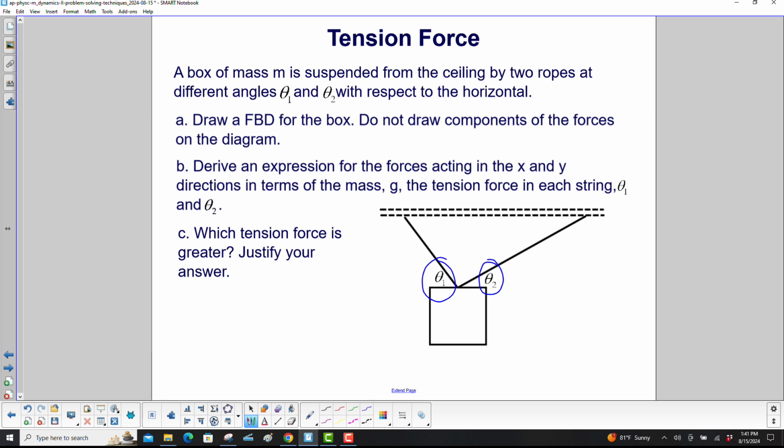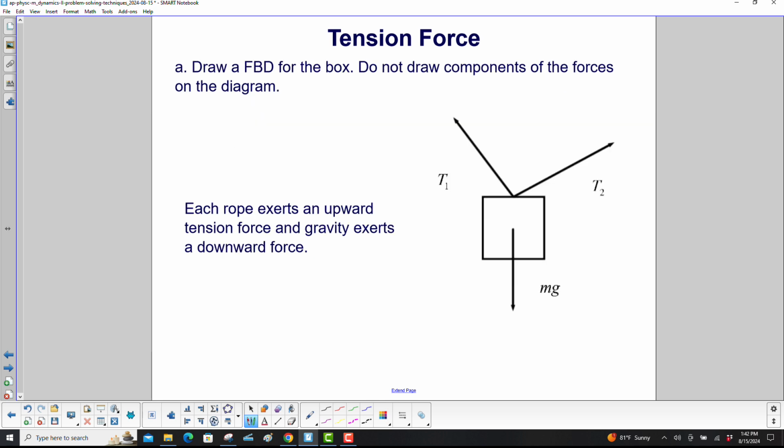B. Derive an expression for the forces acting in the x and y directions in terms of the mass, g, the tension force in each string, θ1 and θ2. C. Which tension force is greater? Justify your answer. Here's our free body diagram.